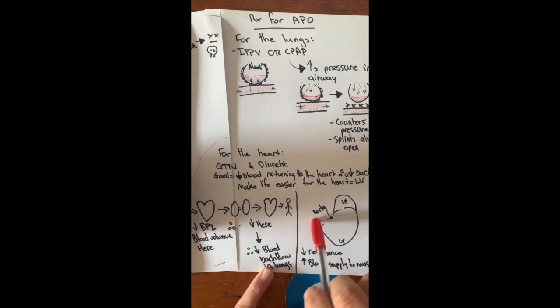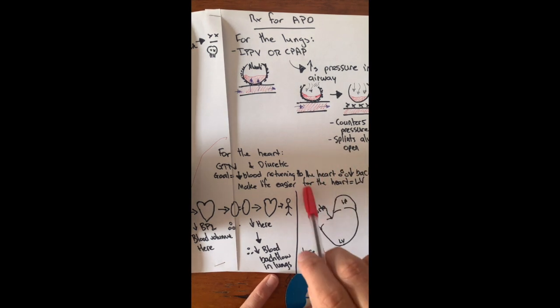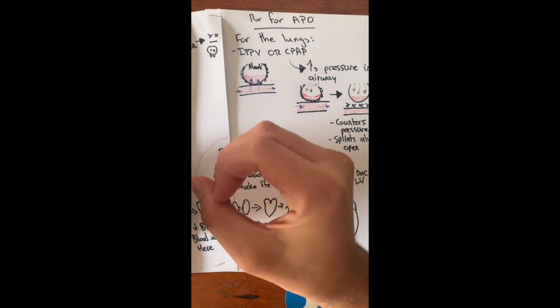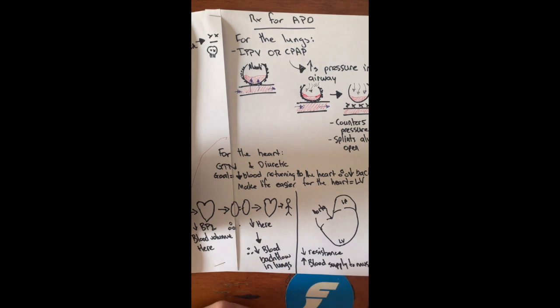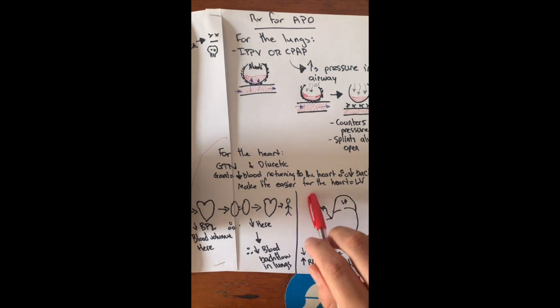When we talk about resistance, GTN decreases afterload. So there's the aorta and the rest of the artery system. We've taken that small hose and we've made it bigger. We've vasodilated. Therefore, the left ventricle doesn't have to pump against as much resistance and can maybe increase the amount of blood that gets released from the left ventricle.